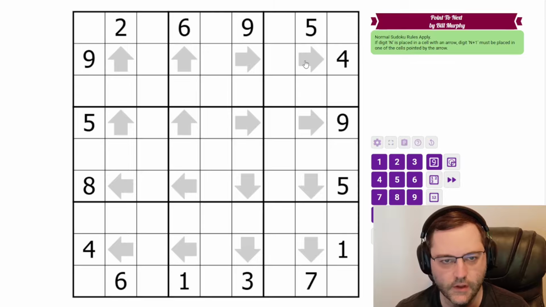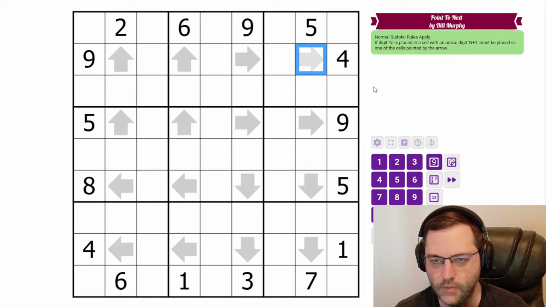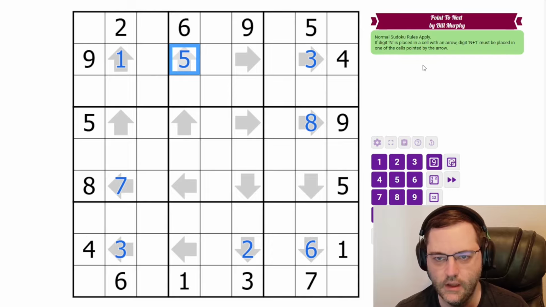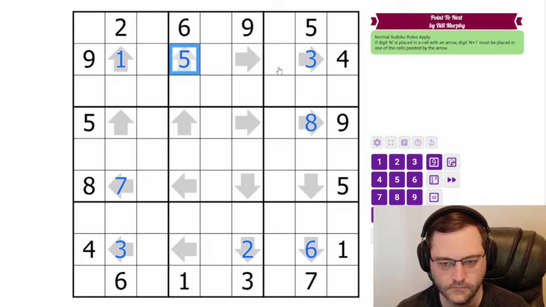And Bill has given us a lot of easy ones to start with because they are on the edge of the grid. So this arrow is only pointing at one cell. Whatever is in this arrow has to be pointing at the digit that's 1 greater than it, which we know is 4. So this must be 3. This must be 8. This must be 6, 2, 3, 7, 1, and 5. And those are all of the edge ones that we can do.